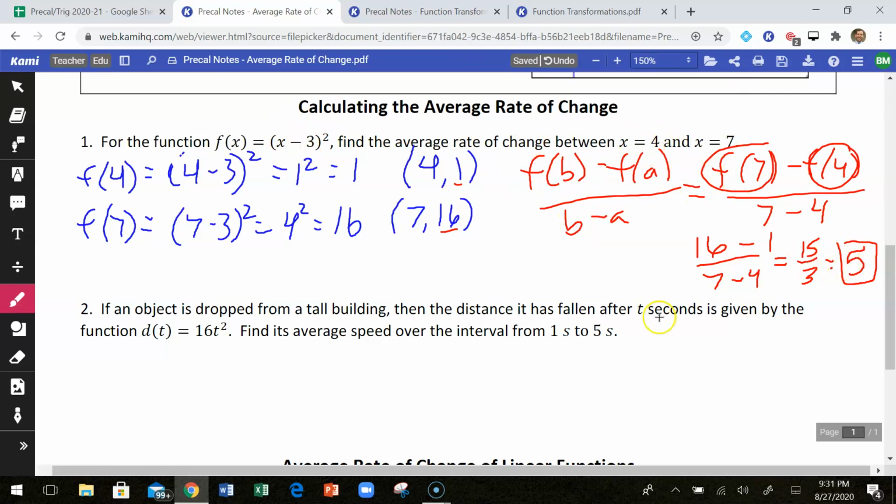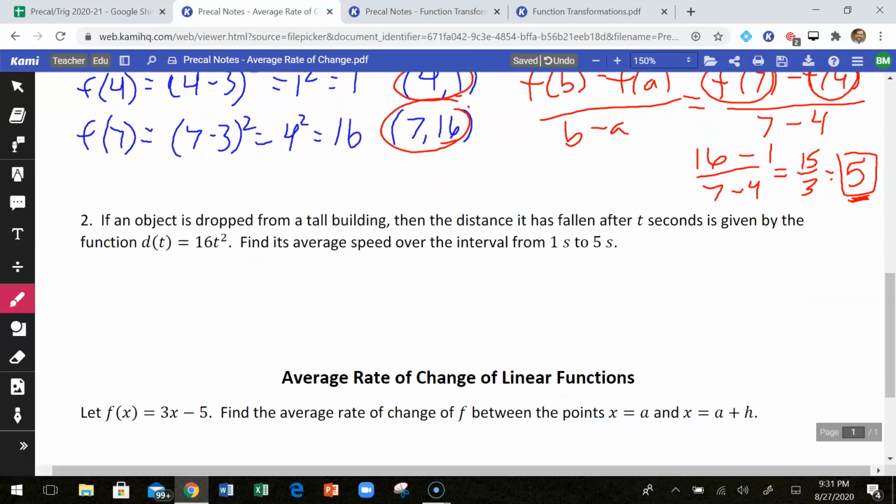Again, what that essentially means is if I look at these 2 points on this graph, this thing is a parabola, by the way, if I look at those 2 points on that parabola and I draw a straight line between those, that line will have a slope of 5. That's what we're looking at.